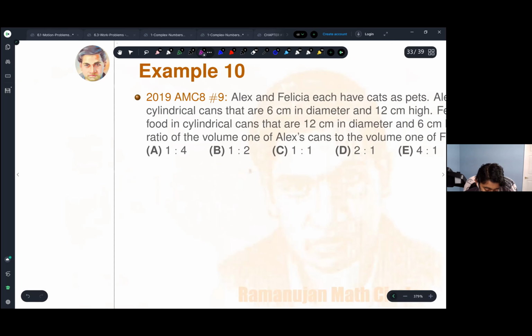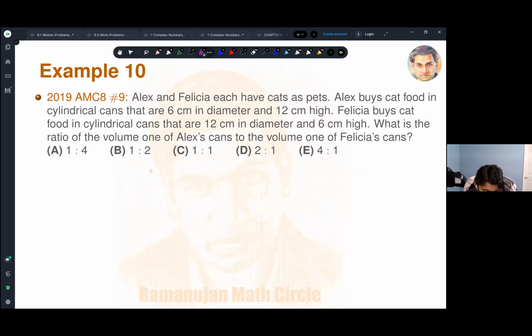Application of formula directly. Okay, next question. Alex and Felicia each have cats as pets. Alex buys cat food in cylindrical cans that are 6 centimeters in diameter and 12 centimeters high. Felicia buys cat food in cylindrical cans that are 12 centimeters in diameter and 6 centimeters high. What is the ratio of the volume of one of Alex's cans to the volume of one of Felicia's cans?